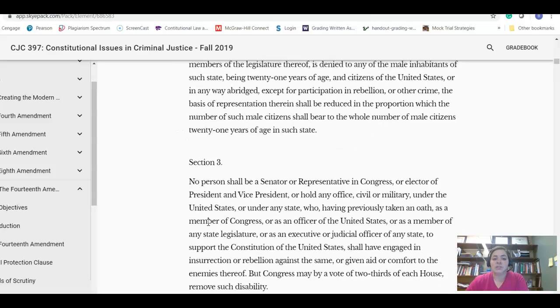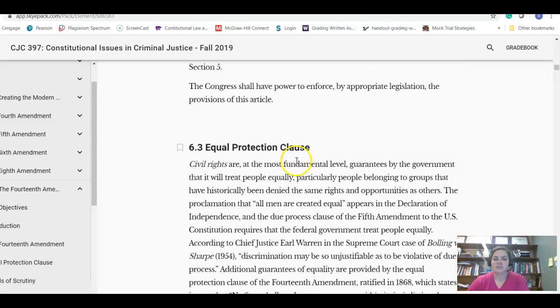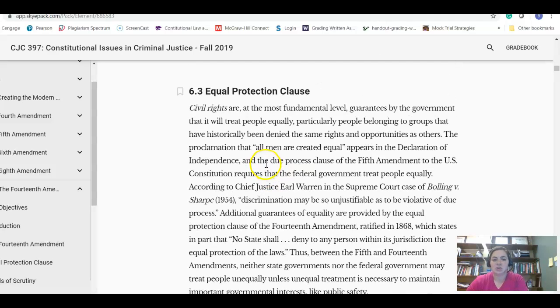So the 14th Amendment, the part that we really care about, there are two primary clauses. There's three, but for our purposes, we care about two. Nor shall any state deprive any person of life, liberty, property, or the due process of law, the due process clause. And the second one is deny to any person within its jurisdiction the equal protection of laws. And the bulk of what we're going to focus on this semester is equal protection of the laws. The rest of the text is very long, but we won't be focusing on it too much.